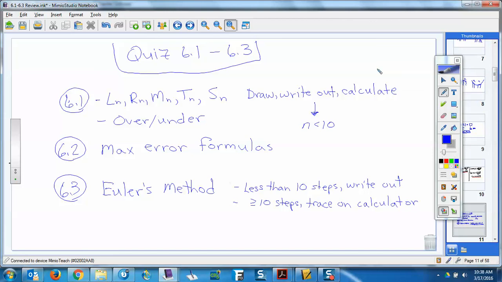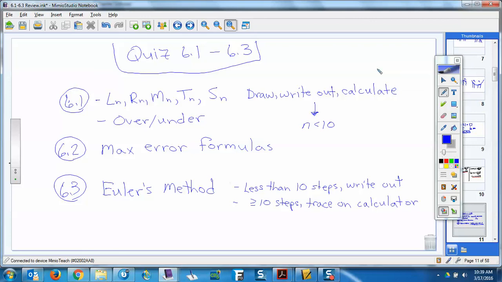Section 6.1 was where we investigated more with the left, right, midpoint, trapezoid, and Simpson. We wrote those new ways of writing them, where we took the b minus a over n out in front.